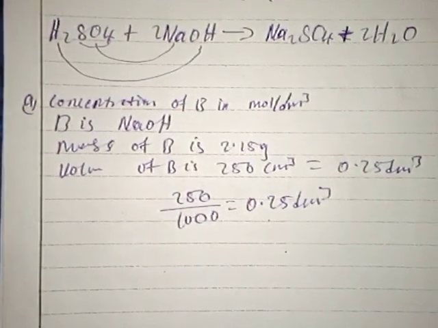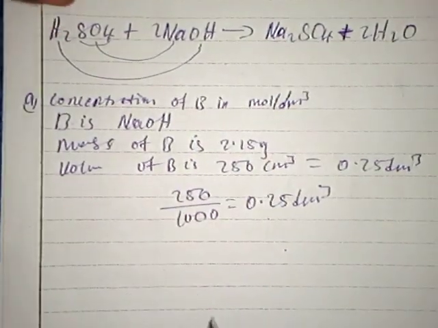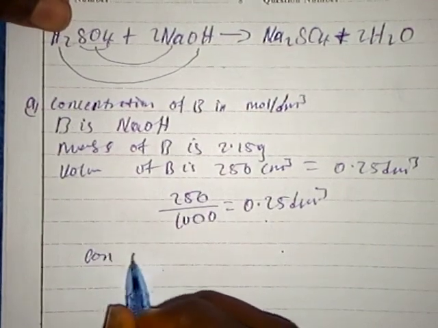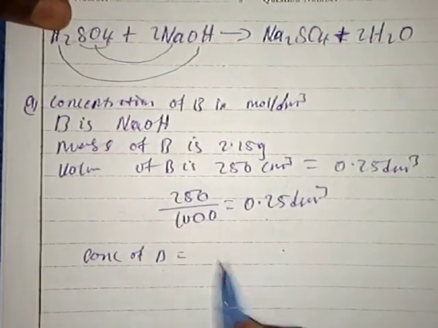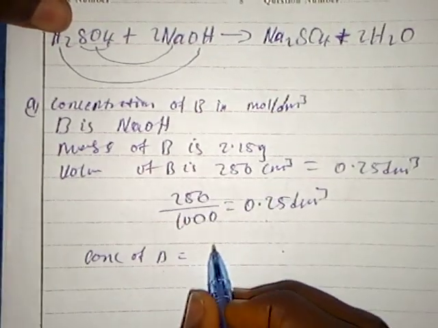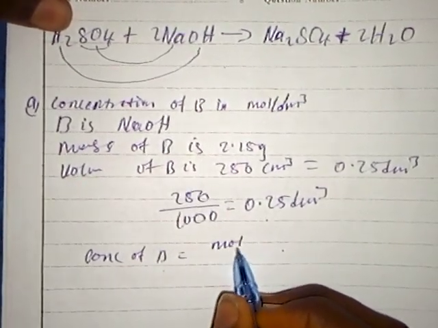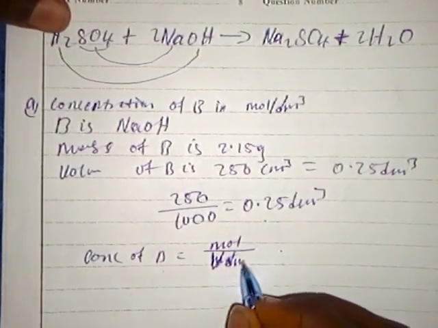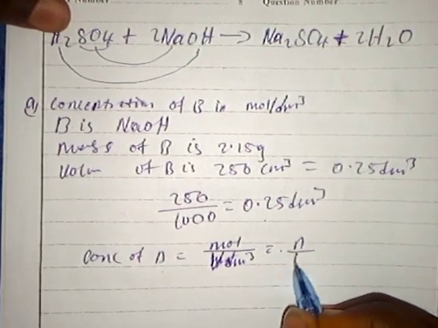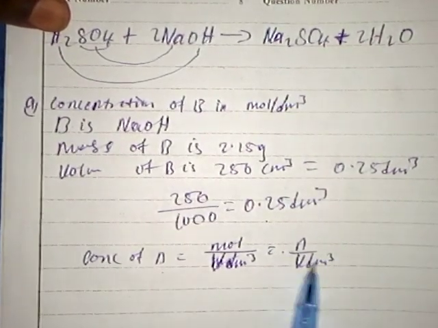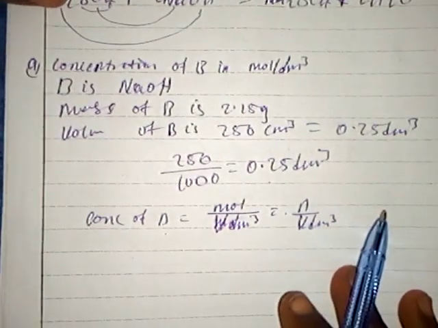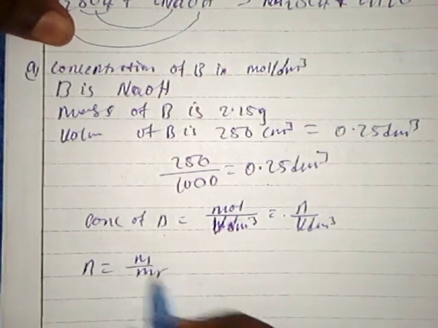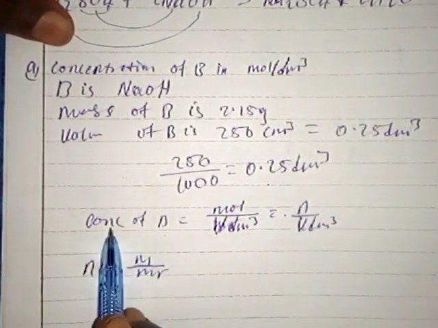Once we have converted the volume, what are we going to do? Now, the first thing here, we are supposed to find the concentration. What is the formula for concentration in mole per dm cube? The concentration of B in mole per dm cube, molar concentration, is equal to what? The formula that I gave you is mole upon volume in dm cube, which is the same as n upon V. But we don't have the mole, so we have to find the mole. The formula for mole is mass upon molar mass. Do you see? We are about to find the mole, so we use this formula.